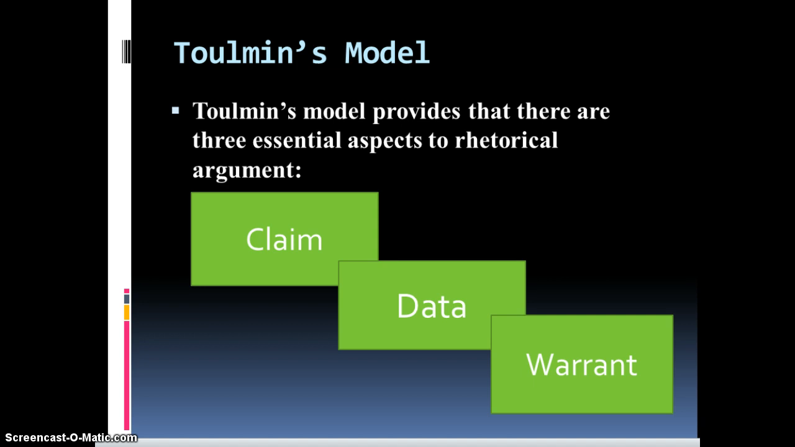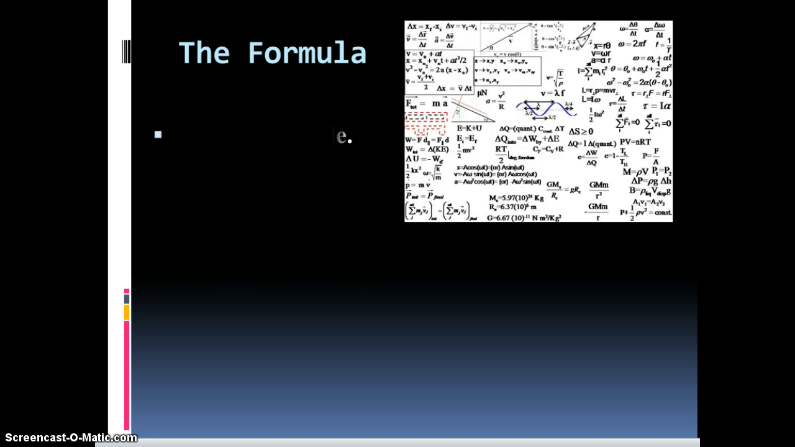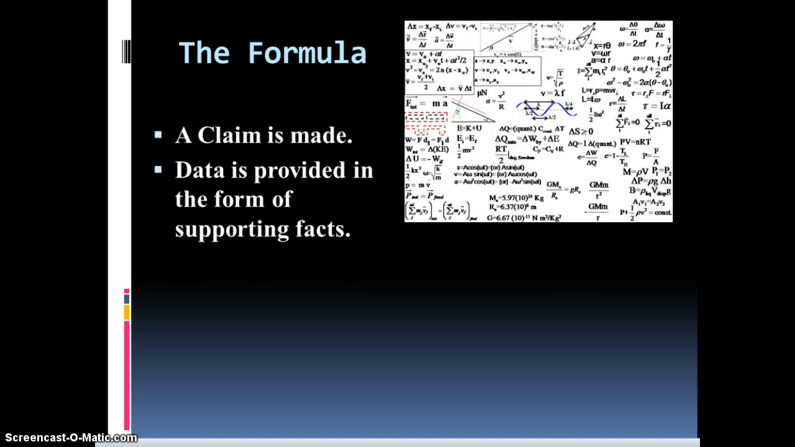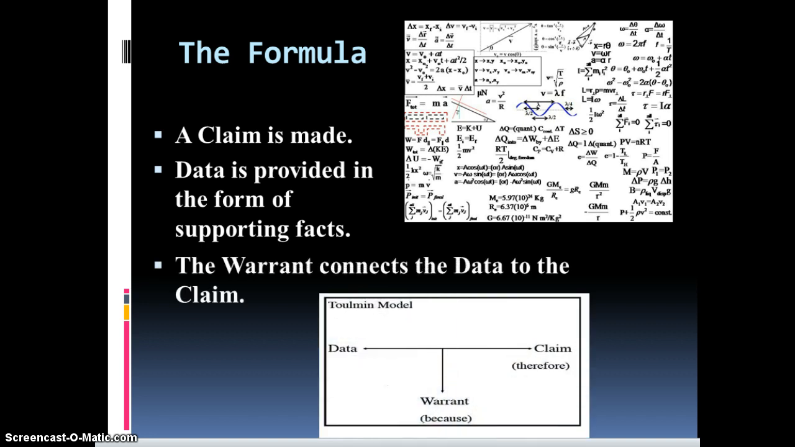But he's saying no matter what you're doing, you always have to have a claim, obviously, if it's an argument. You always have to provide some sort of data. Then you have to have some sort of warrant or synthesis or conclusion, to put it in several different terms. So here's the formula, right? A claim is made. What do you have to do? You have to provide data in terms of supporting facts. And then the warrant connects the data. So again, we have this data, therefore I conclude that this is happening because of this, to put it in very simplistic terms.